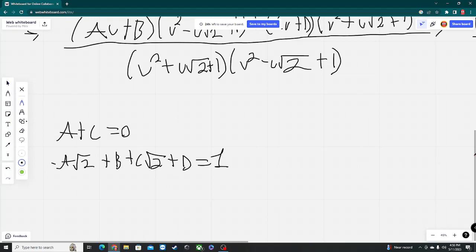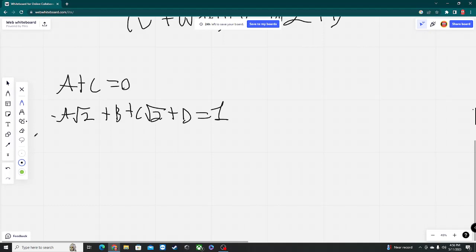There's still another 0 value in this though. Our 0 value has to be our a minus b square root 2. You're going to notice a lot of patterns in this. c plus d square root 2. That's going to be our next 0 value.